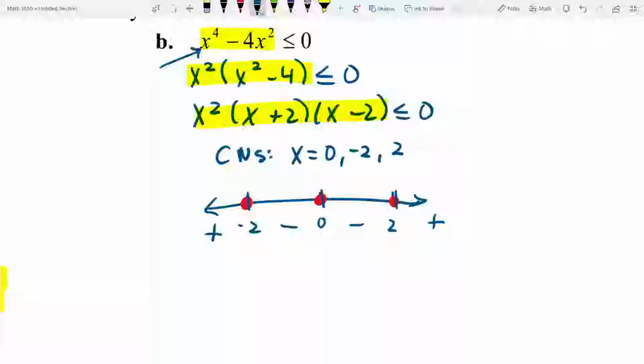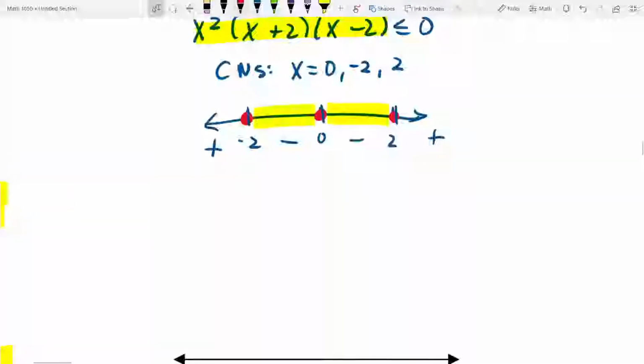Less than or equal to 0 means negative. Okay? So this is a 0, or this is shaded and this is shaded. Okay? Everybody look right here. Just look for a second, okay? -2 to 0, union 0 to 2.